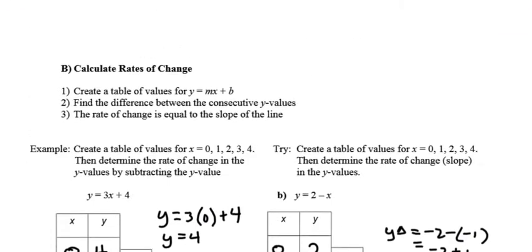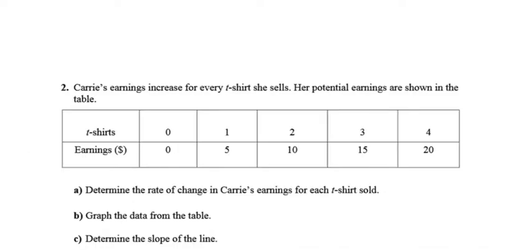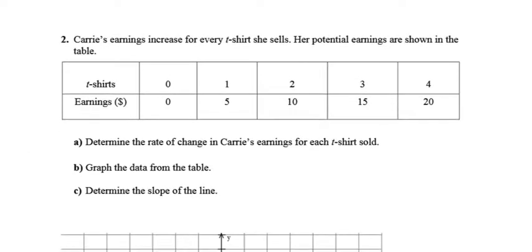And that is, I believe, oh, no, sorry, I lied. All right, here's a real life example. Carrie is selling t-shirts, and we've got a table of values that shows her earnings depending on the number of t-shirts that she sells. So if she sells no t-shirts, she makes no money. That's not surprising. If she sells one t-shirt, she makes $5. 2 t-shirts, $10, 3 t-shirts, $15, 4 t-shirts, $20.